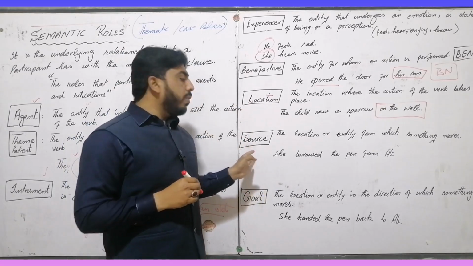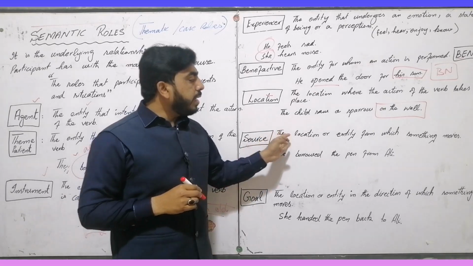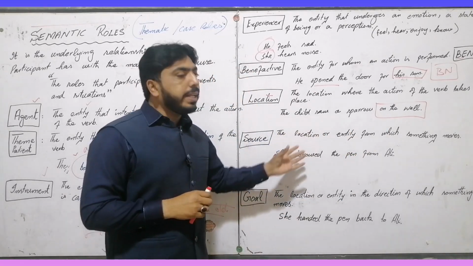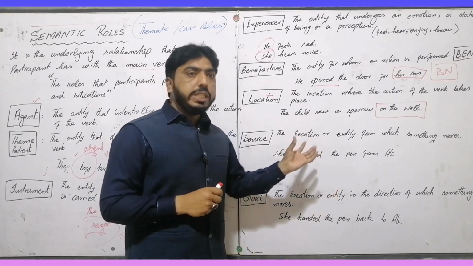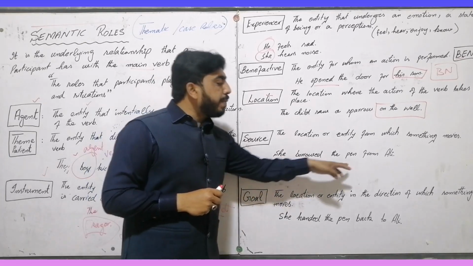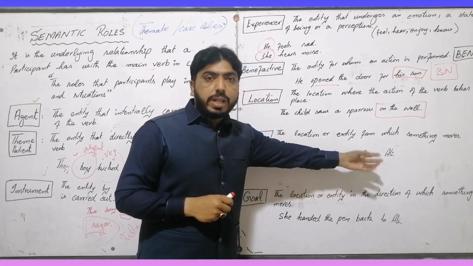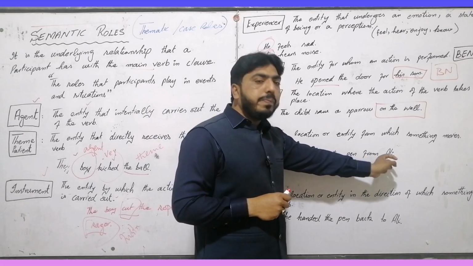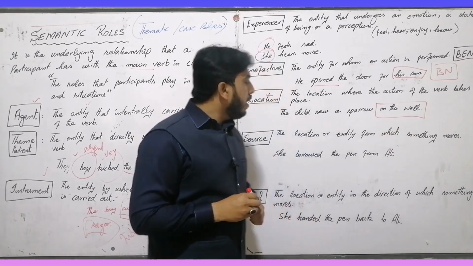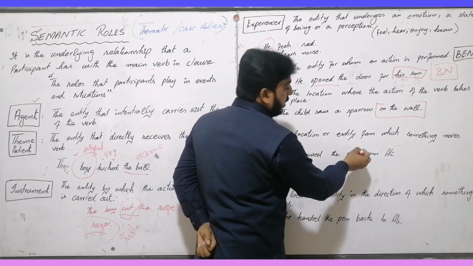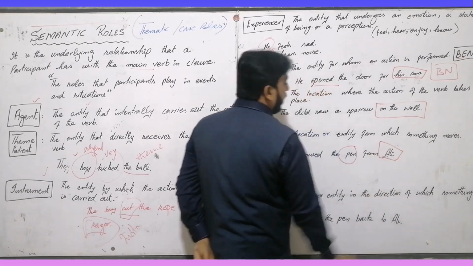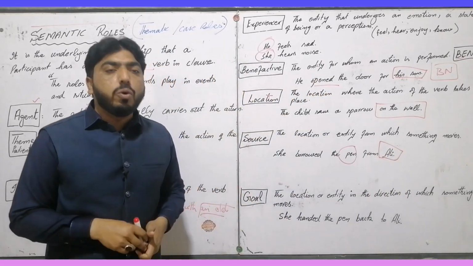Another semantic role is source, the location or entity from which something moves, from where the action originates, originator, right? For example, she borrowed the pen from where? From Ali. So the action originates from Ali. The location or entity from which something moves. So something, that is the pen, is moved from Ali. So here Ali will be considered as source.